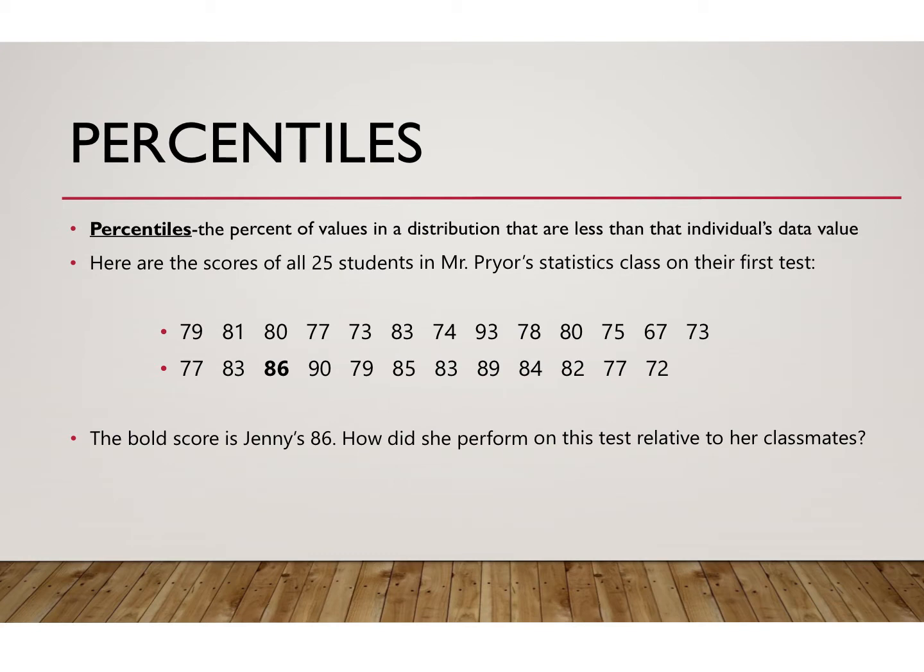So we have 25 scores from Mr. Pryor's statistics class on his first test. These are not your scores. I should have used your scores. Okay, so we have these scores. This bold score is Jenny's score. How did she perform on this test relative to her classmates? We're going to make a dot plot out of this data to figure this out.